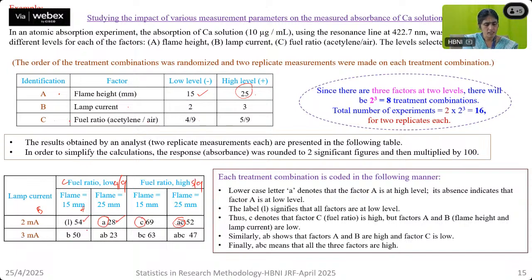So that way, this point all of you can read. It will be a high value of lamp current, keeping the low values of both flame height and fuel ratio. That way, this table you all should be able to read now. The left-hand side lowercase letters represent that a particular factor is kept at high level; these letters are written. If the letter is not written, that means the factor is at its low level. And the numerical values are the absorbances measured during these experiments. Those are the average of 2 replicates each.